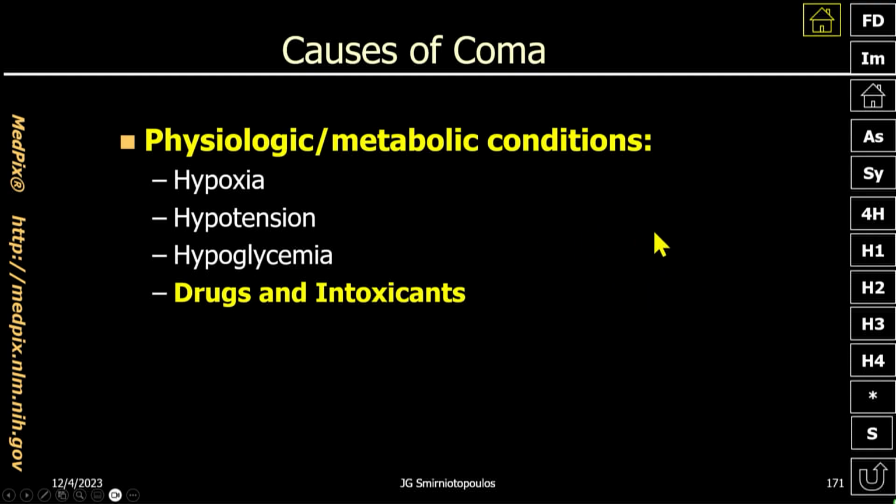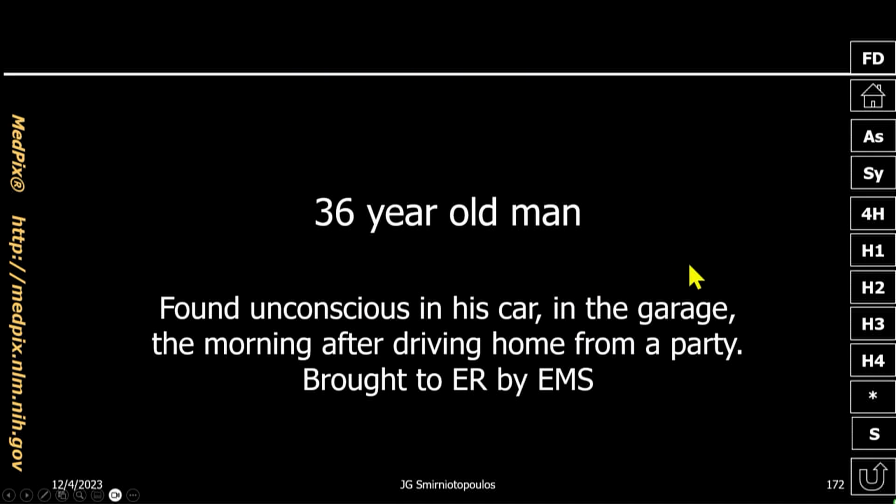So when you think about the causes of coma, you have to think about global hypoxia, hypotension, global hypoglycemia, and all kinds of drugs and intoxicants. So let's talk about some of those. And again, I want to emphasize bilateral symmetry, gray matter abnormal. Some patterns tell you what the toxin is, but basically it's going to be a biochemical diagnosis.